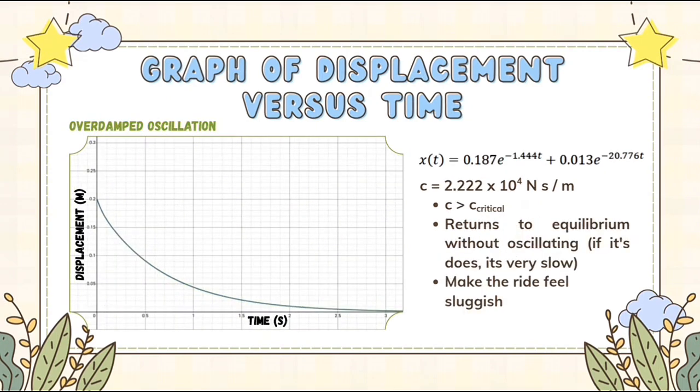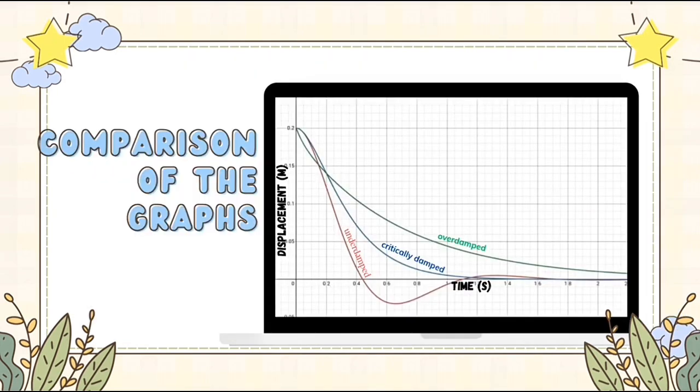Lastly, in the overdamped case, c equal to 2.222 times 10 to the power of 4 Ns/m, the system returns to equilibrium without oscillating, but it does so very slowly. This might make the ride feel sluggish. For the comparison of the graph, we can see each case shows how damping impacts vibration behavior in a suspension system. The green one is for the overdamped case, the blue one is for the critically damped case, and the white one is for the underdamped case.